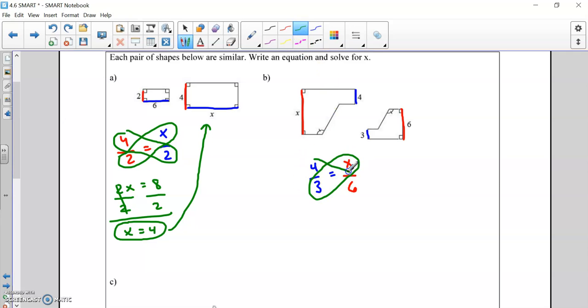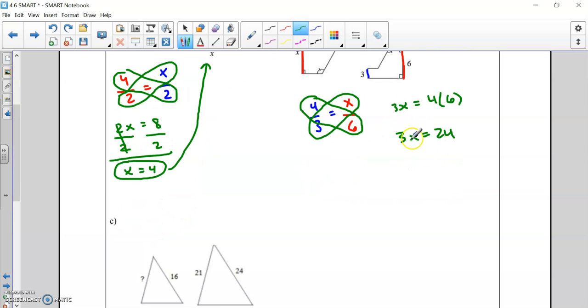And once again, we will cross multiply to get 3 times x, and then equals 4 times 6. 4 times 6 is 24. We can go ahead and do that. And now we want to solve for x. So since we're multiplying by 3 right now, we can divide both sides by 3, and we find that x equals 8.